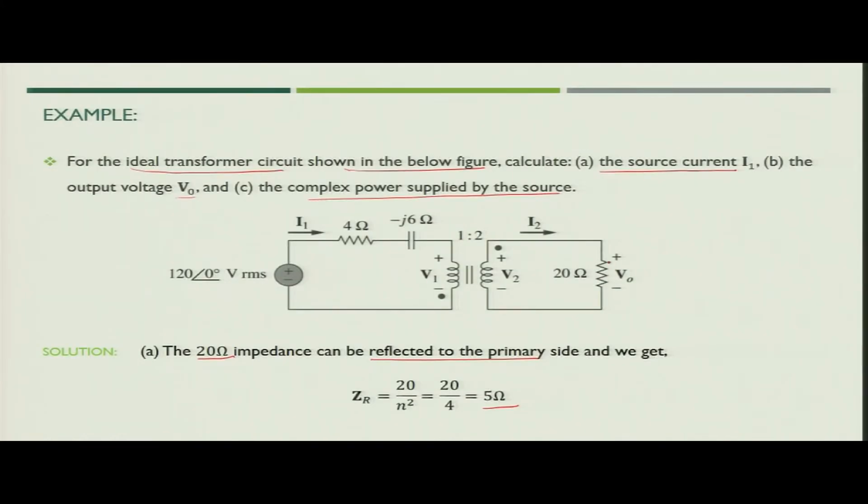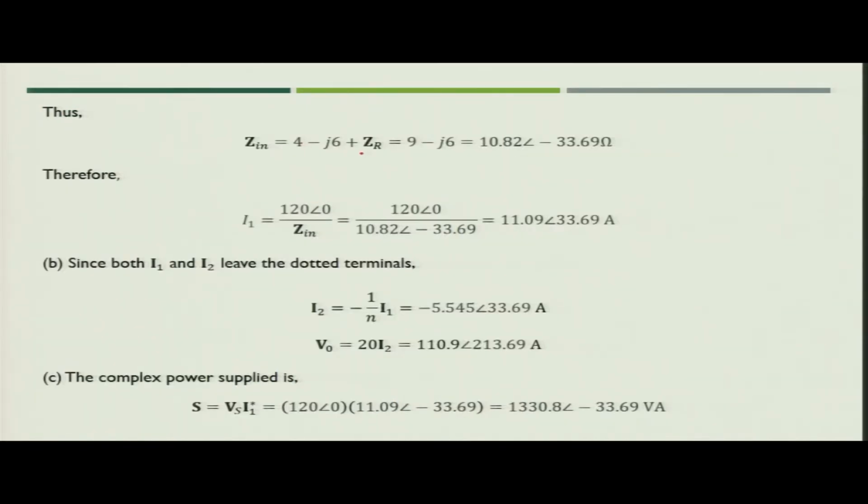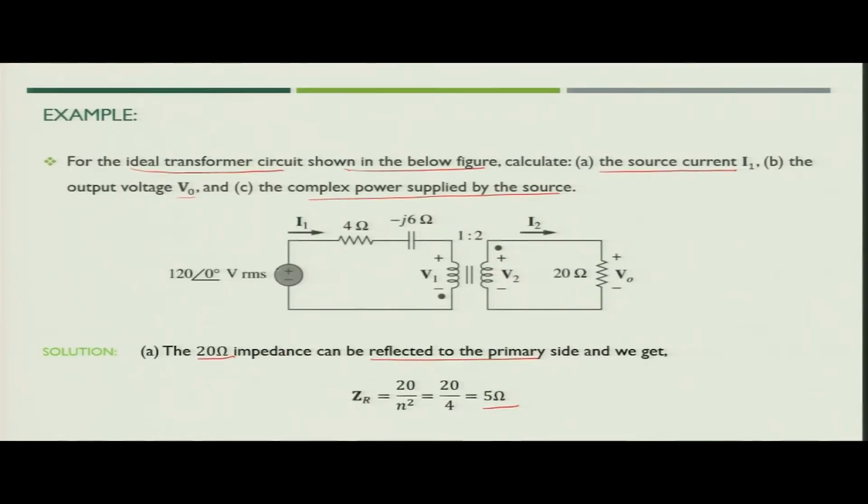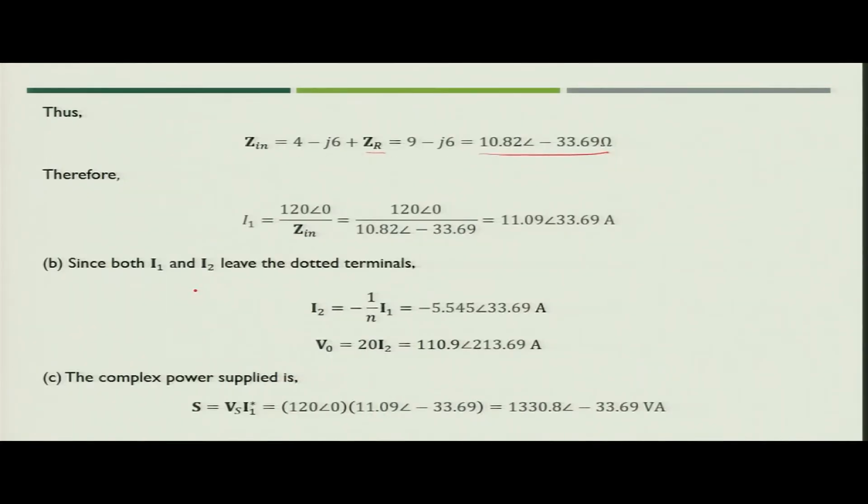Now, when you reflect this to the primary side, the total impedance of the circuit will become 4 minus j6 plus ZR, which is equal to 5 ohm. So, the total input impedance seen from the primary side will be 10.82 angle 33.69 ohm. Therefore, current I1 will be the voltage V1, that is 120 angle 0, divided by the input impedance, and when you simplify you get I1 equal to 11.09 angle 33.69 ampere.